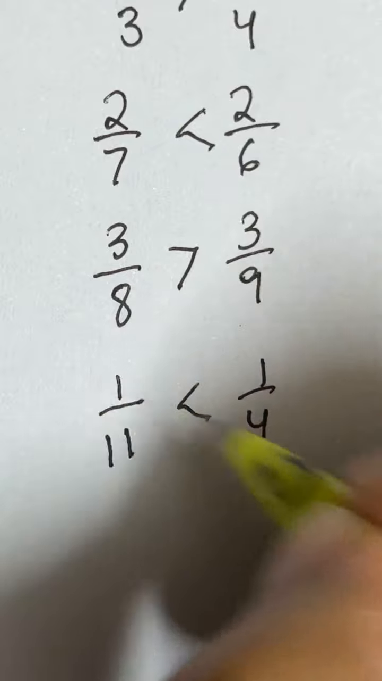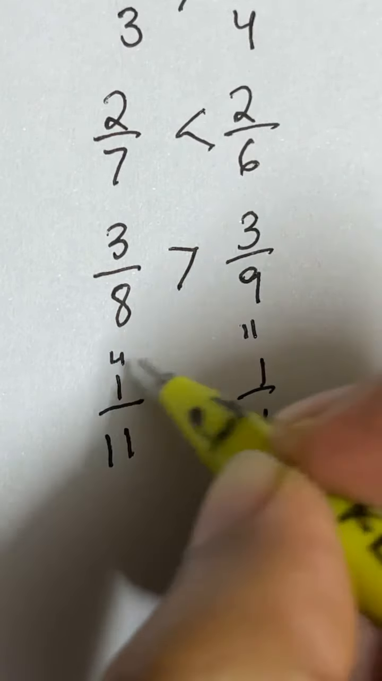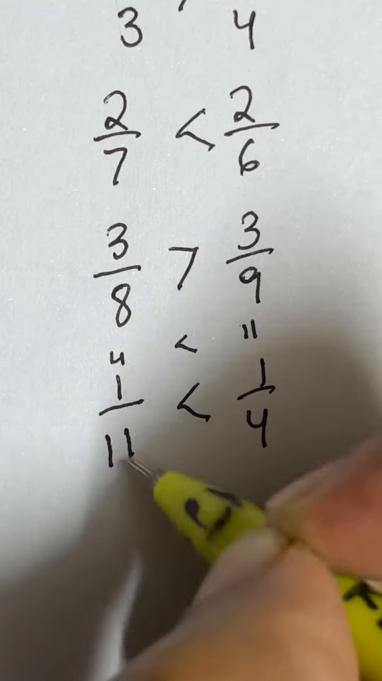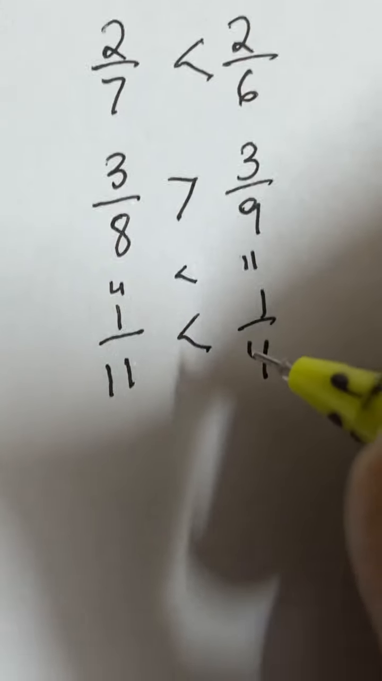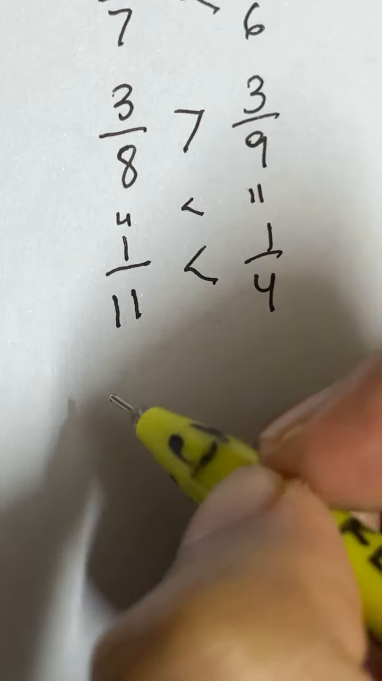Or you can just cross multiply. 4 times 1 is 4. 11 times 1 is 11. 4 is lesser than 11. So 1/11 is lesser than 1/4. That's how you can do using the butterfly method. That applies for each and every fraction.